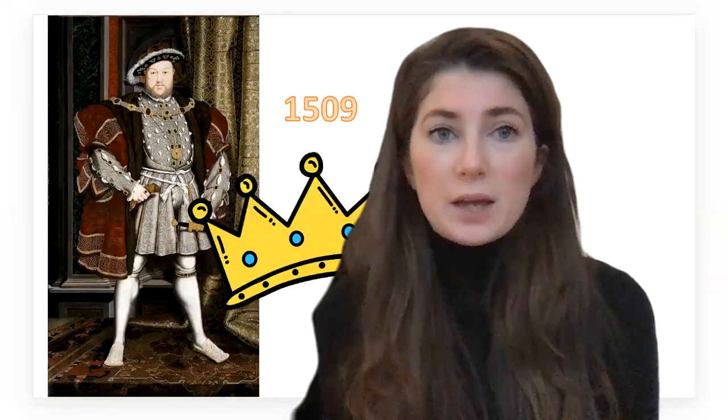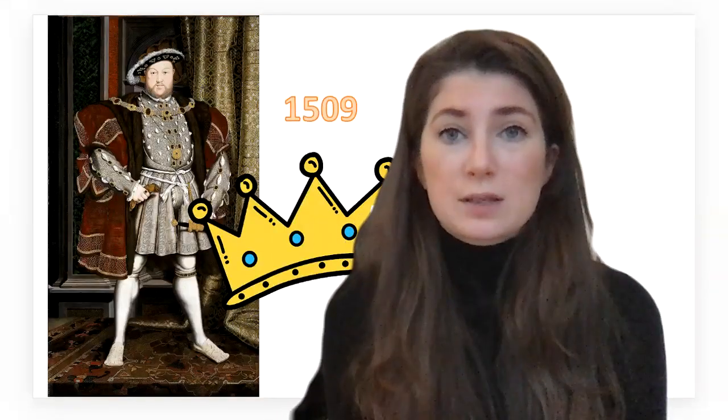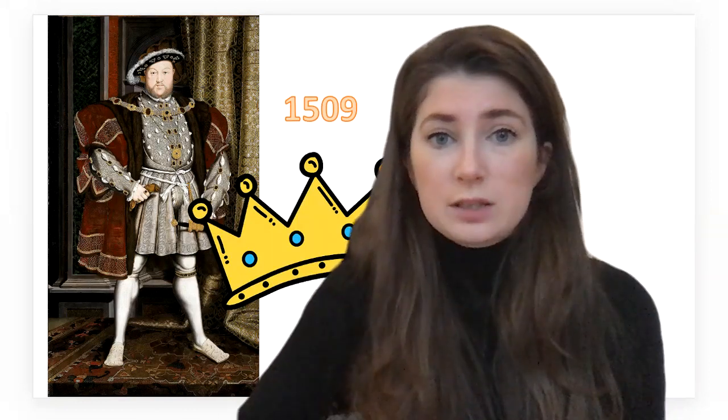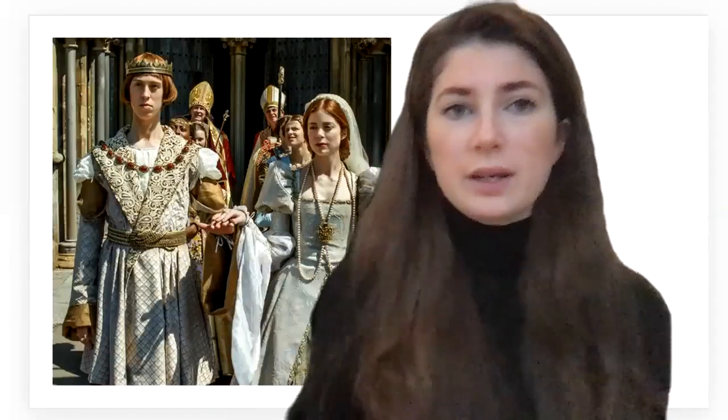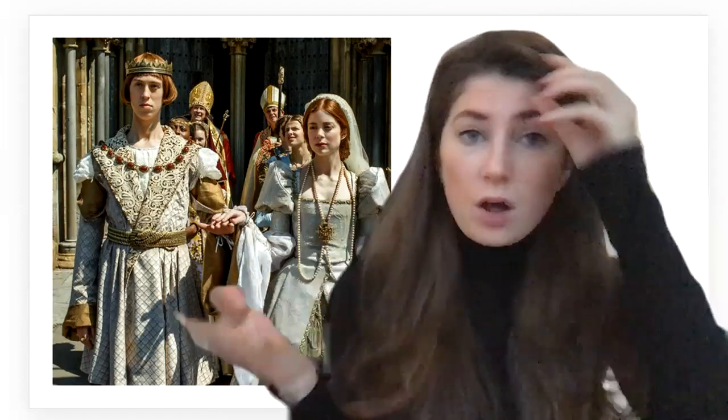Henry VIII became king in 1509 when his father Henry VII died. Now Henry had an older brother, Arthur, who married Catherine of Aragon, the Spanish princess, to cement an alliance between England and Spain. And Arthur was the one who was supposed to be king next.